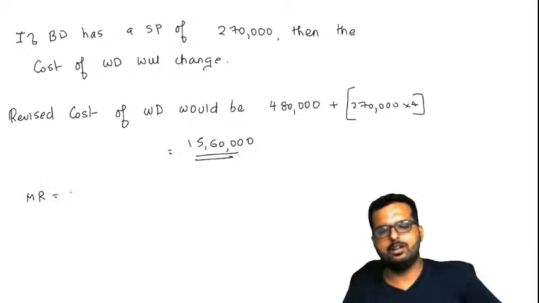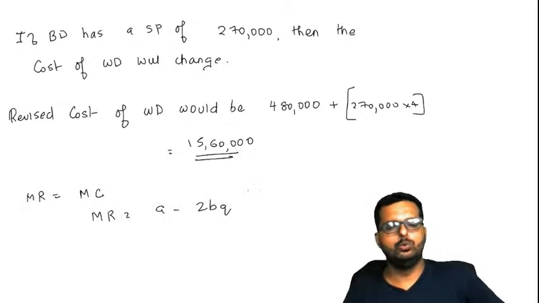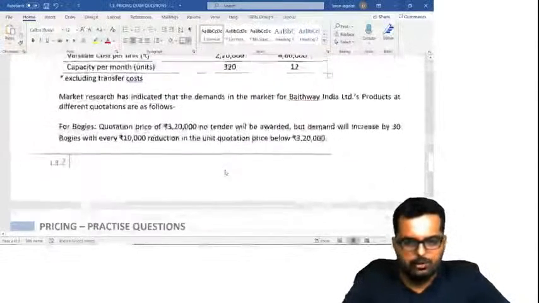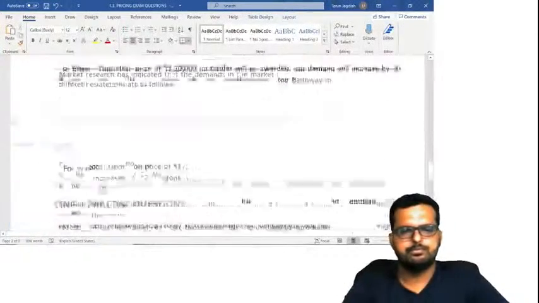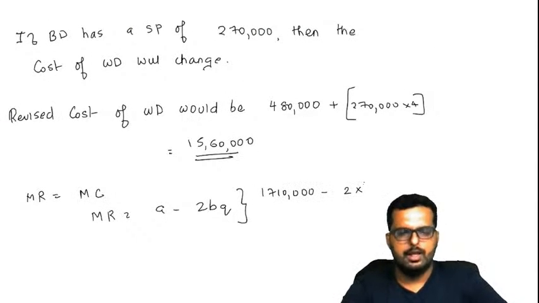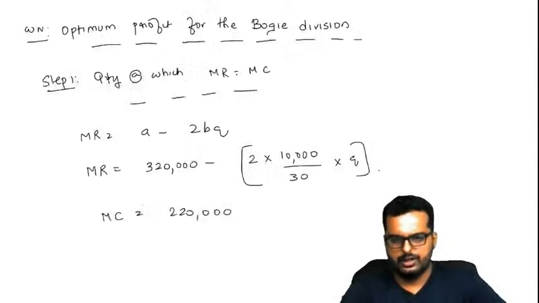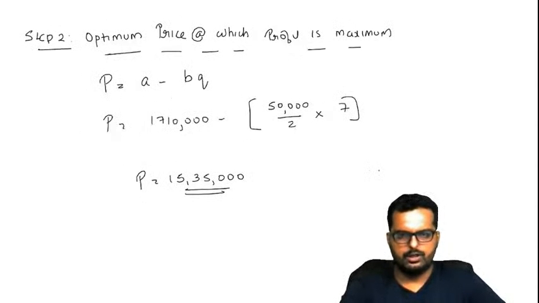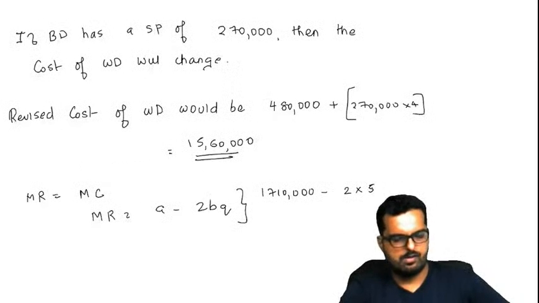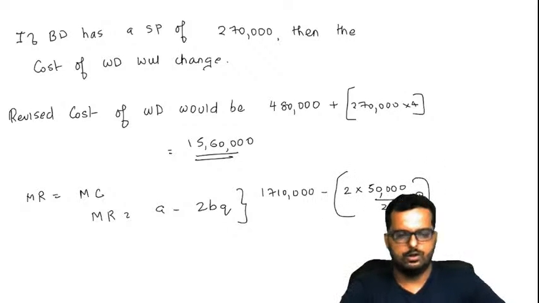Okay. So once you get this answer of 15,60,000 as the revised cost, I will have to again use the equation of MR is equal to MC, where MR will be nothing but A minus 2BQ. So that would turn out to be, what is the price at which wagon division has got absolutely no tender? It is 17,10,000, right? So it will be 17,10,000 minus 2 into BQ. So I will have to use the same equation again. That is 50,000 divided by 2, into what will I get now? Q. Okay, so I'll go to a fresh page.